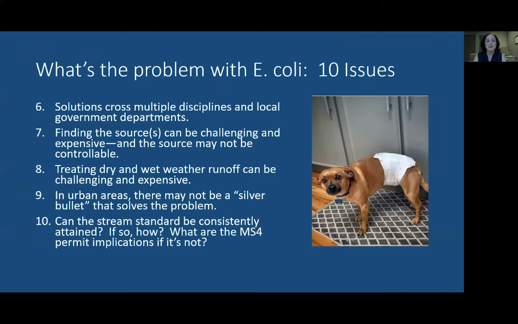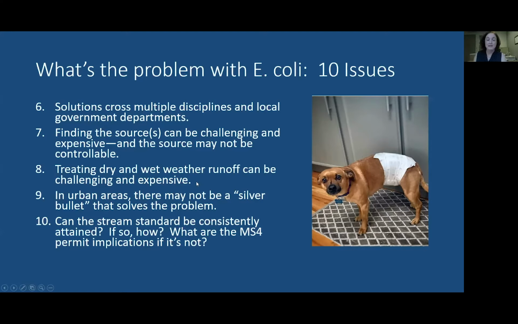Number 6, solutions cross multiple disciplines and local government departments. So unlike a total phosphorus issue or a TSS issue, when you're dealing with E. coli, you're probably going to have to reach out to some entities that maybe you don't normally work with. Number 7, finding the sources can be challenging and it can be expensive. And then the source may not be controllable. And here's my doggy diaper picture, which is definitely not a winning strategy there.